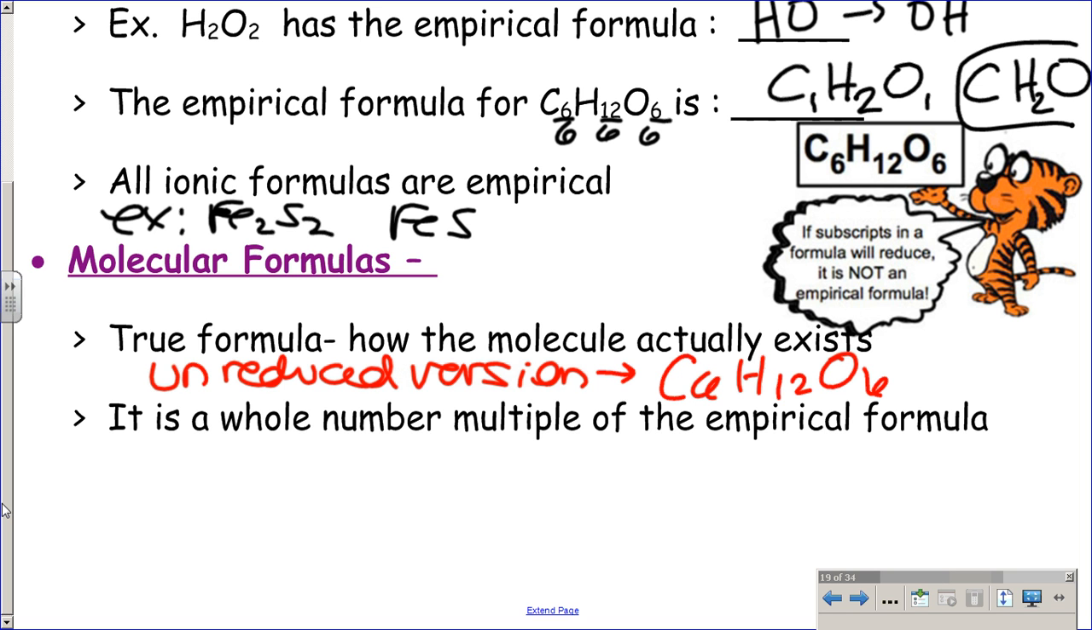So those are the two things we're going to learn how to do today. And we're going to do those from percent composition, which actually is a good, easy way to do it.